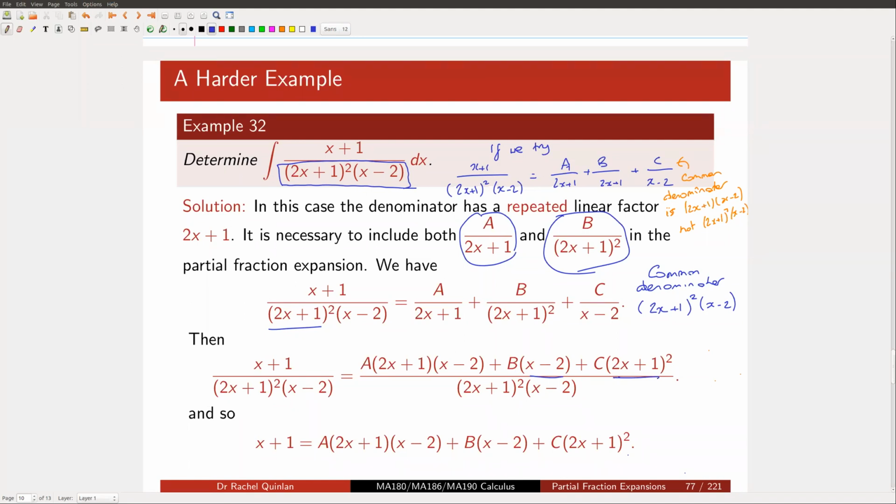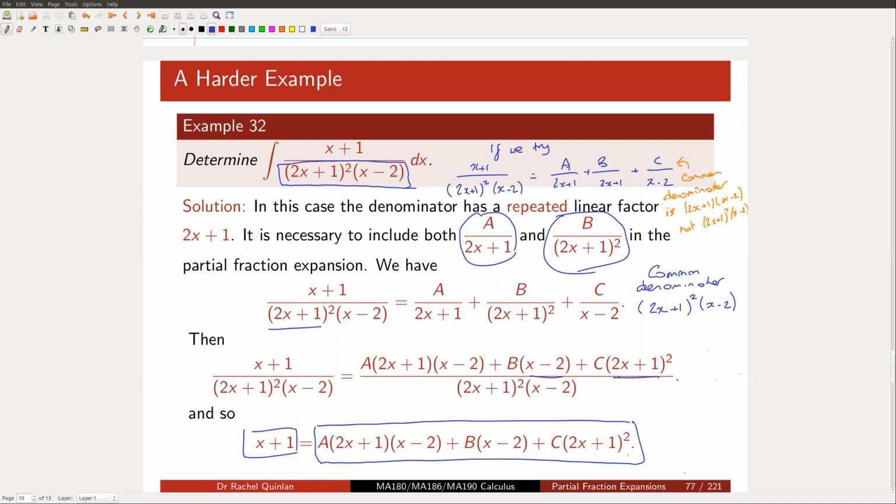And then, as before, we want these two fractions to be equal to each other, or to represent the same algebraic expression, at least in terms of x. They do have the same denominator. So if they're equivalent fractions, then they must have the same numerator as well, which means that x plus 1 must be equal to this thing, the numerator of the right-hand side.